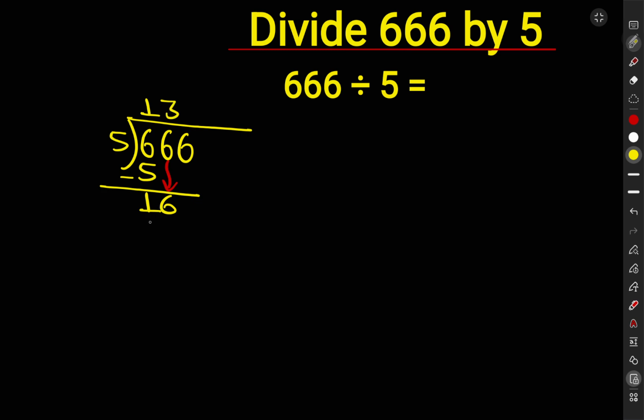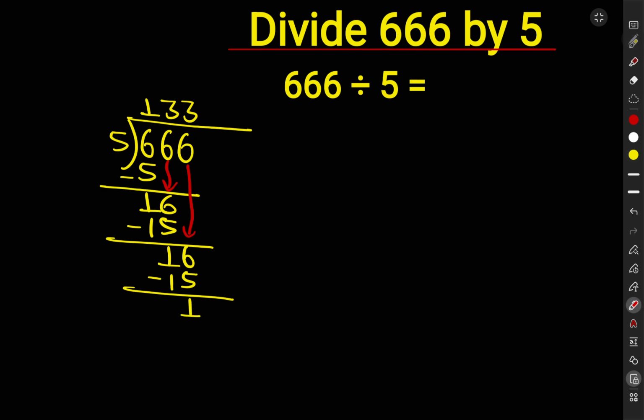5 times 3 is 15. On subtracting, we get 1. So again we put down this 6 and it is 16. 5 times 3 is 15. On subtracting, we get 1.